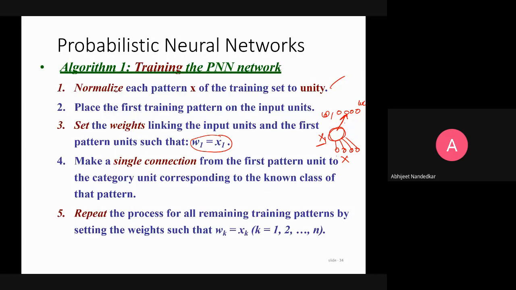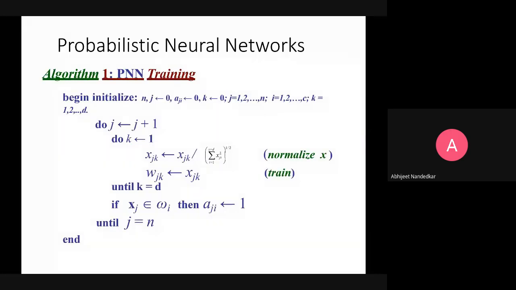Okay, so then we repeat this procedure for all the training samples. So you will create now a second node due to X2, and you will assign the weights for this particular connection equal to X2, and you connect it to the respective category. So like that you will build the circuit. So this is talking about the construction in the algorithmic way.